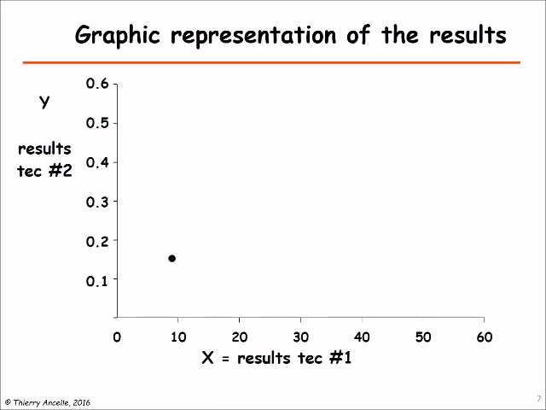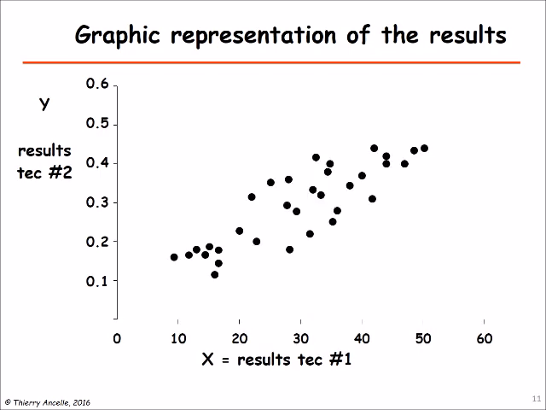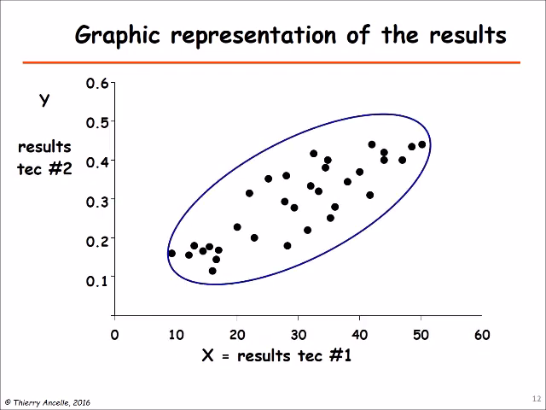Here is plotted the first point for the serum whose results were respectively 9.3 and 0.16. Then the second point corresponding to the values of the second serum, 13 and 0.18. The third point for the third serum, and so on. We finally get a kind of cloud made up of 30 points corresponding to the 30 couples of observed values.